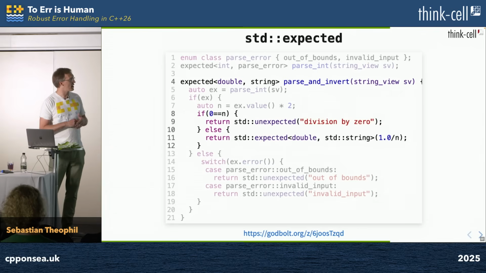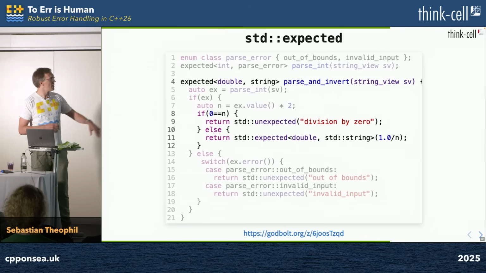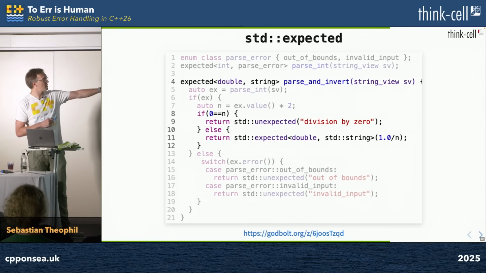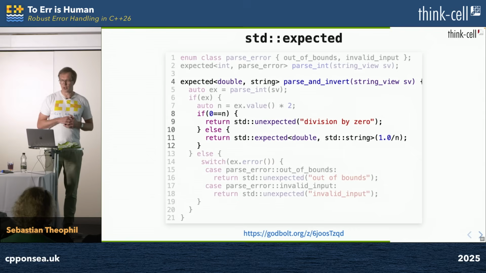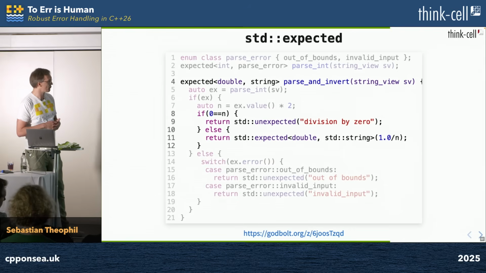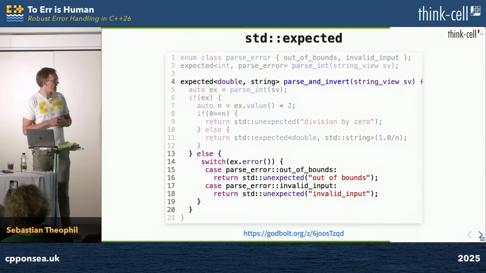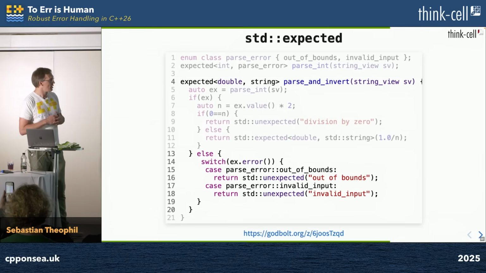If it's 0, I can't divide 1 by 0, so I'm returning a std::unexpected with the error message, and this std::unexpected can automatically be converted into the expected of double and string that I'm actually wanting to return here. In the success case, I can create a new std::expected with the double value I want. And else, I can also get the error out of the expected and then transform those two enum values into strings. So this is what you can do with std::expected, but this is not the most elegant interface they support.